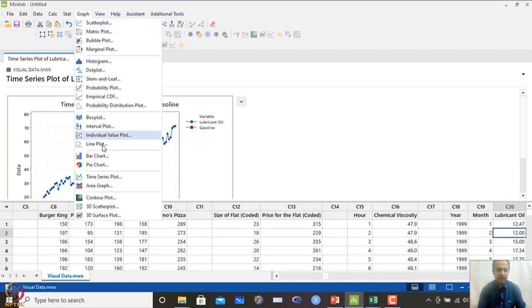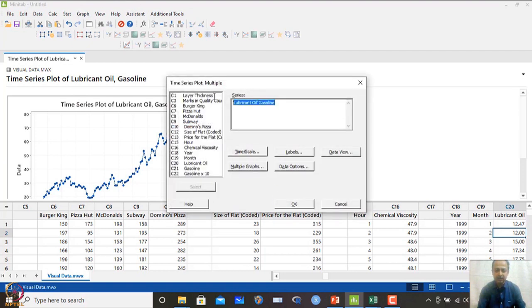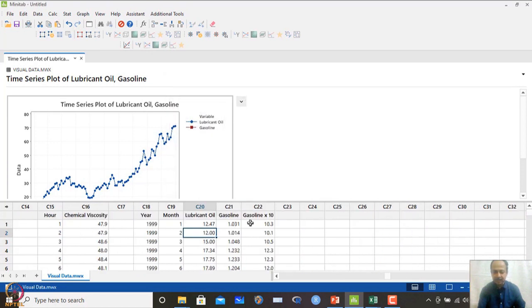Over here, we can again go to time series, and do multiple time series instead of this. I will remove this one, delete this one, and then I will place lubricant oil and gasoline multiplied by 10. I have just changed the scale over here. If you go on the right hand side, this multiplied by 10, I have copy pasted this complete information over here. So I will plot lubricants and also gasoline multiplied by 10.